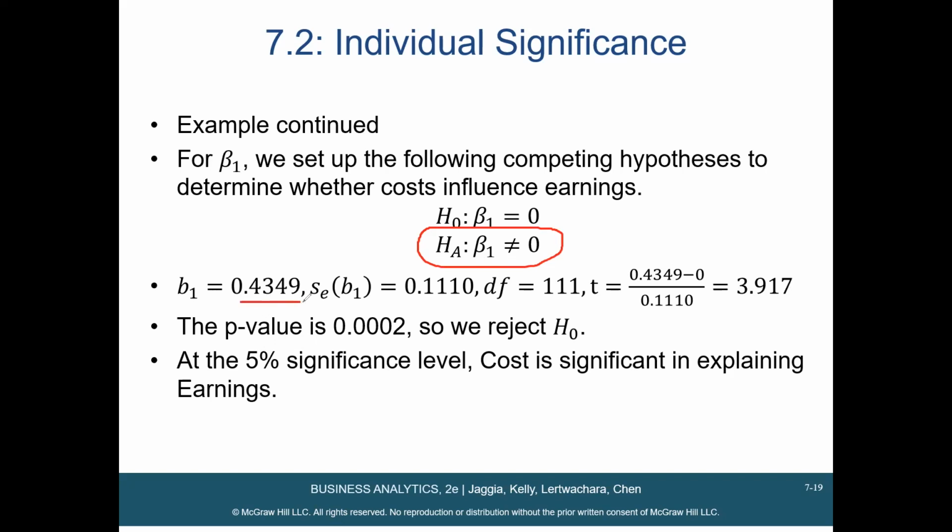That doesn't mean that the slope is 0.4349. What we're saying, right, is that we just are accepting that, to a significance of 5%, cost is significant in explaining earnings. It's something. And this is just a point estimate. Remember, Monday we were talking about putting a confidence interval around what it is, or maybe even a prediction interval. Well, regardless, what we're saying is it's not 0. It matters.